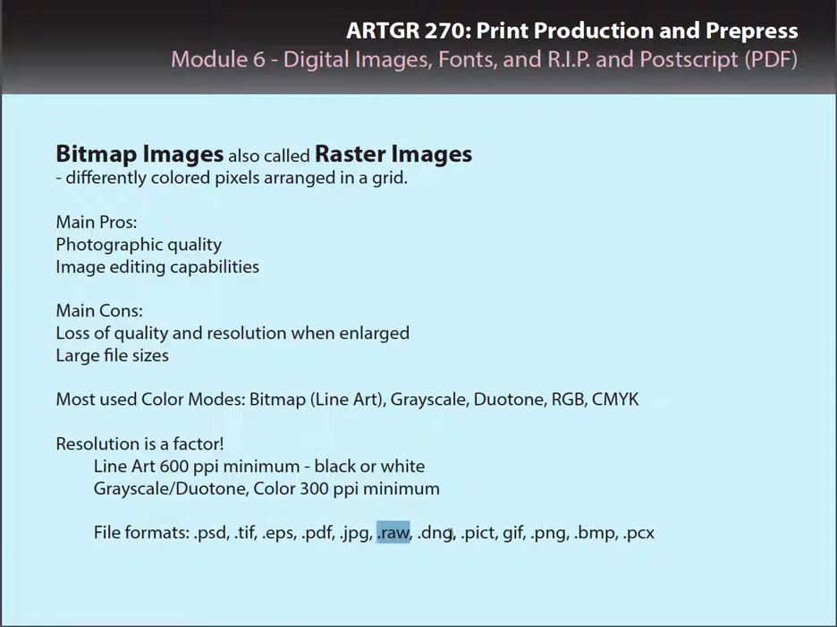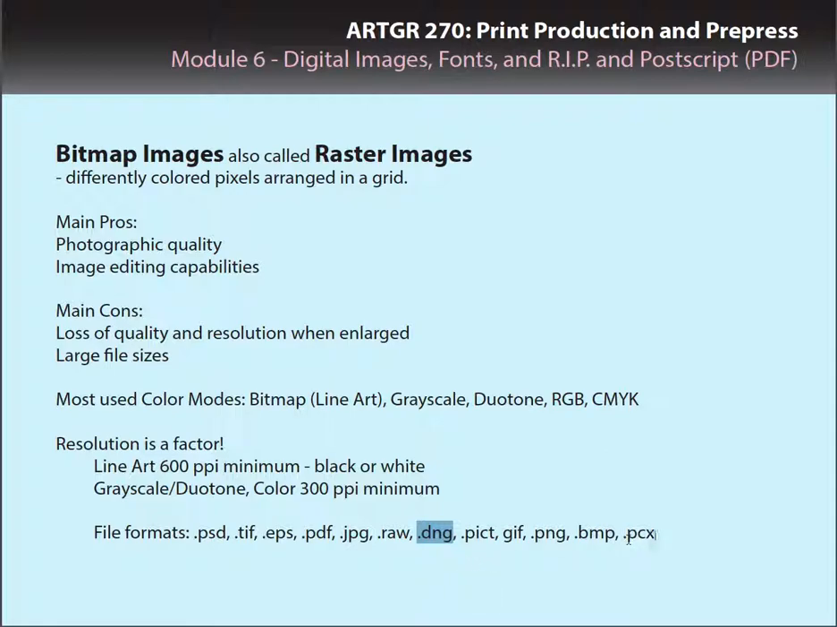The next photo here, the DNG, is just like RAW, but it stands for digital negative, and it's an attempt to standardize RAW files between the different camera manufacturers such as Nikon, Olympus, and so on. So RAW and DNG are newer file formats, DNG being even newer, and cameras are now saving to that file format also.